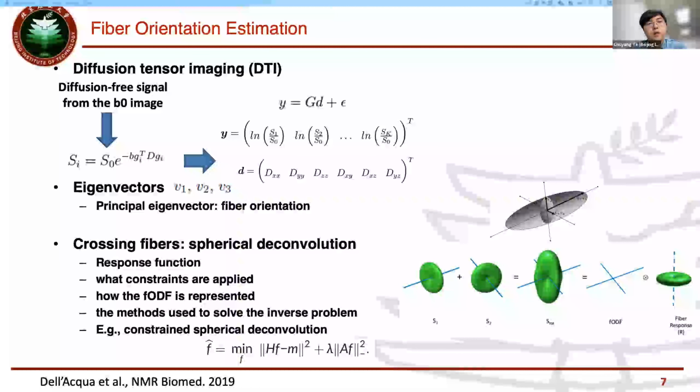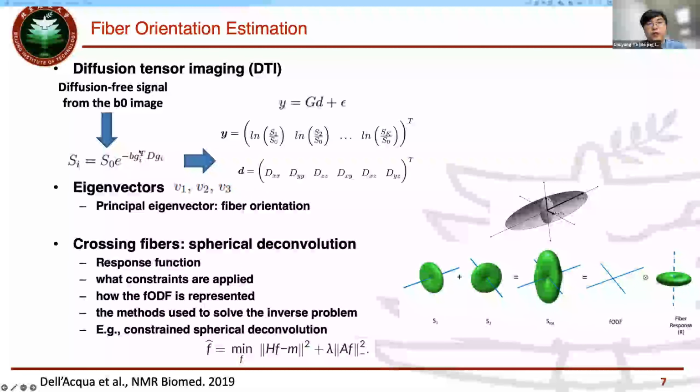The diffusion tensor imaging model is probably the simplest model for such inference of tissue organization. Here is a mathematical formulation. Here S0 is some diffusion-free signal where we do not apply any diffusion gradient, and B value is some parameter we determine during the imaging process.